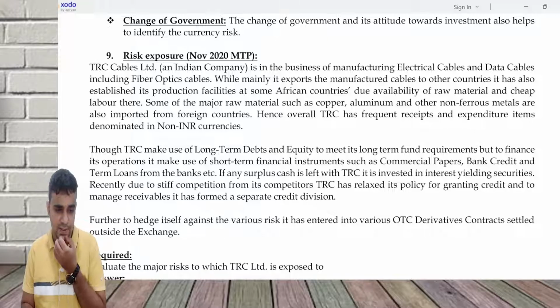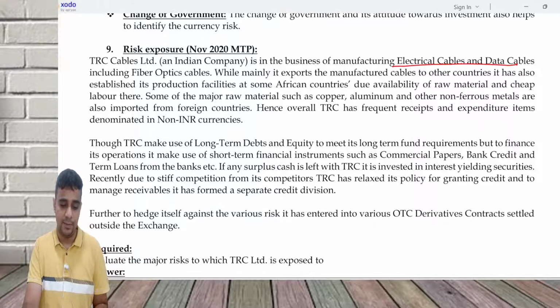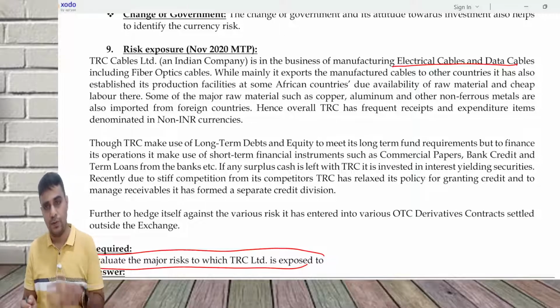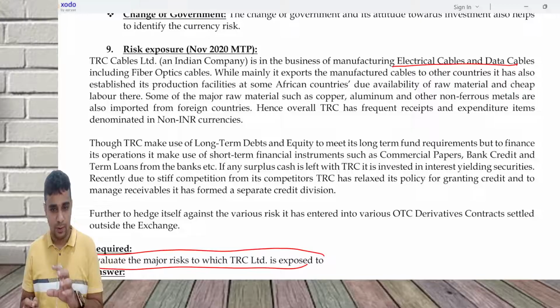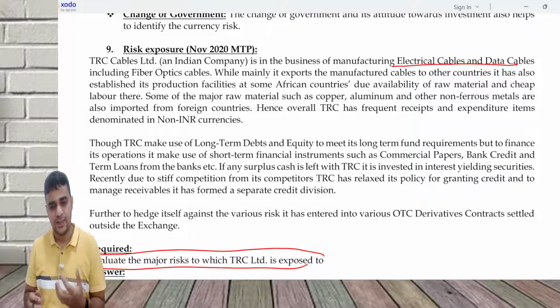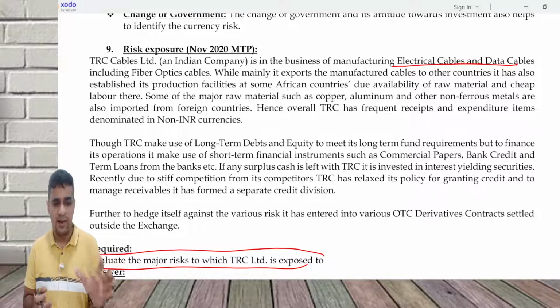Okay, let's look at this. TRC Cables is in the business of manufacturing electrical cables and data cables. Let's first see what the requirement is, so as you read the paragraph, you will look at it from that perspective. In any case study, it is always better to see the requirement first. Even in other subjects, you will be doing case study related areas. First see what the requirement is, then read the case study. Your mind will think accordingly.